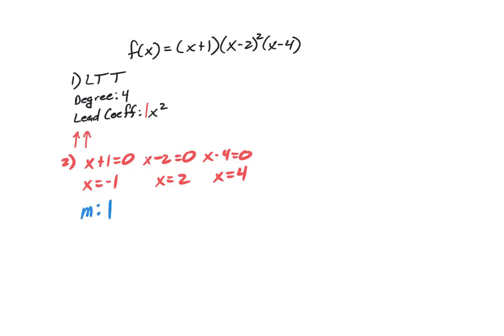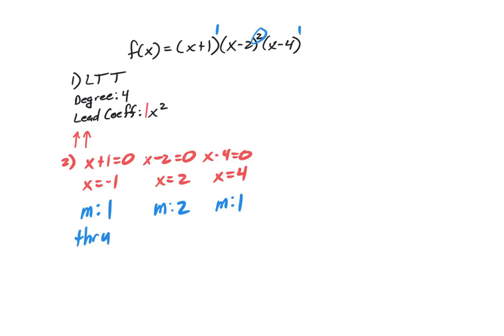This one has a multiplicity of 1 because the exponent on that factor is 1. This one has a multiplicity of 2 because my exponent is 2. And then same thing here. My exponent is 1, so this has a multiplicity of 1. And why is that important? Well, it's important because this one is going to go through the x-axis because we said yesterday if my degree is odd, then it's going to go through the x-axis at this point.